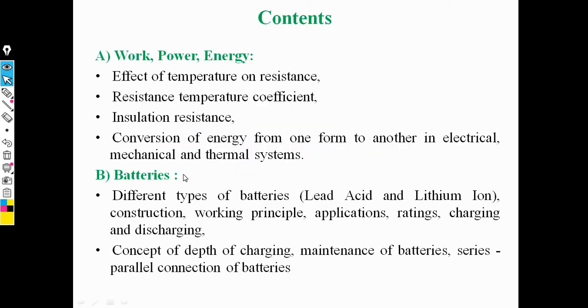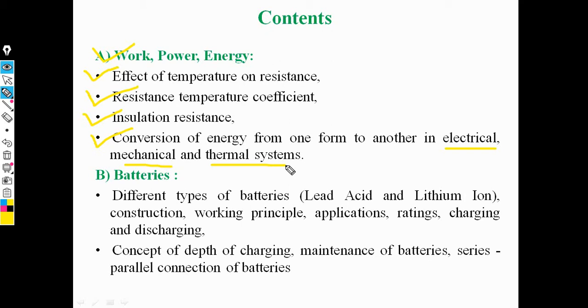Okay, now these are the contents in unit number 6. It consists of two parts. Part A is work, power and energy. In this, the first topics are effect of temperature on resistance, resistance temperature coefficient, insulation resistance, and conversion of energy from one form to another, like electrical energy, mechanical energy, thermal energy.